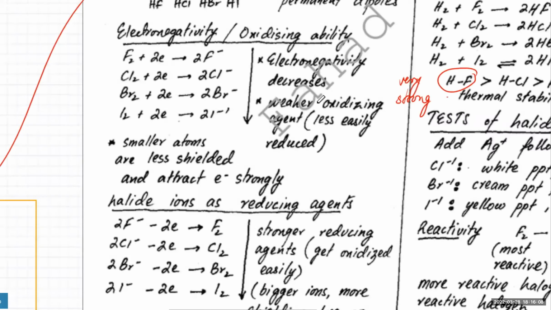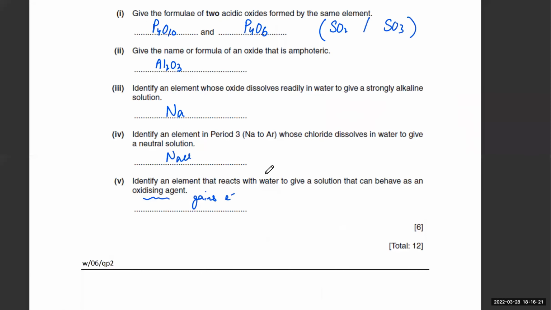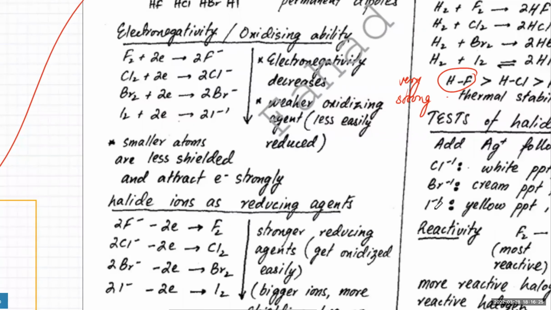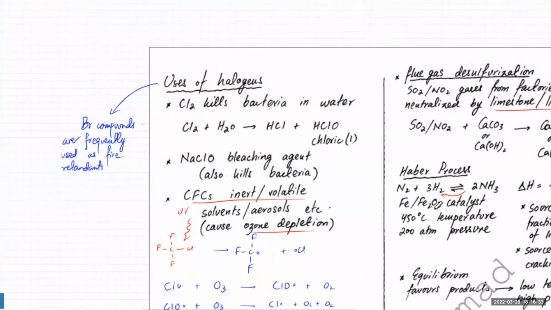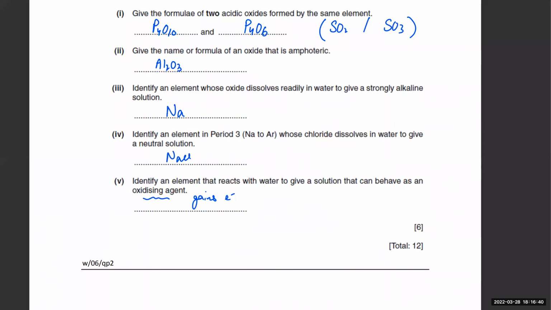So down the group, they become weaker oxidizing agents. They're less easily reduced. They lose the tendency to gain electrons. Smaller atoms are able to do that. So we're going to go with Cl2 because the question had also said that it also reacts with water. Cl2 has the ability to react with water as well. So Cl2 would be good.